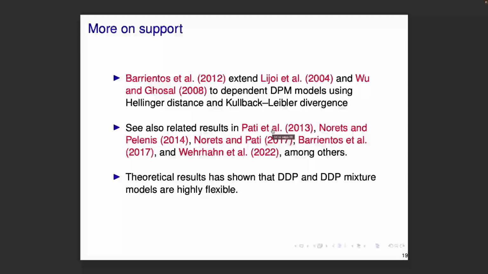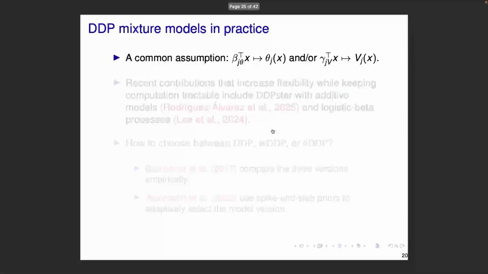And so generally speaking, I would dare to say that the theoretical result has shown that the DDP and the DDP mixture model can be highly flexible. But of course, the question also is, how about in practice? Because in practice, a common assumption has been to use linear combinations of predictors to define the atoms or these V variables. And that could be very convenient for the implementation.